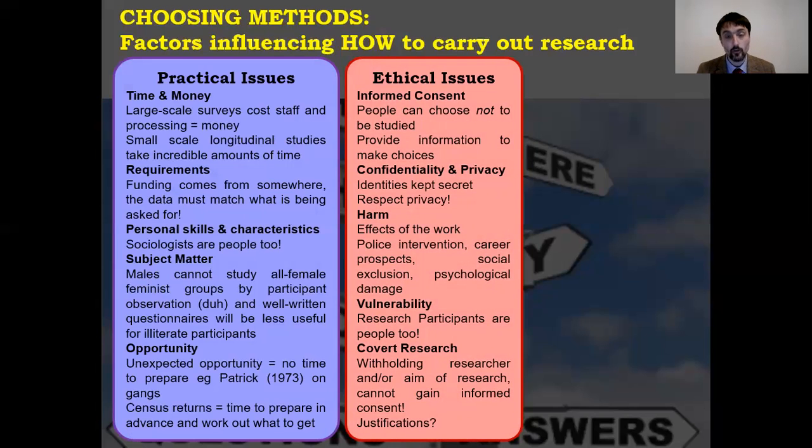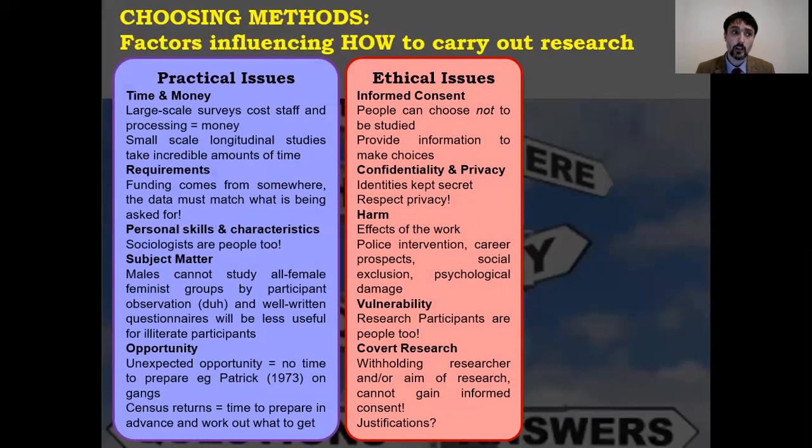So first of all, there's this concept of informed consent. After all, people who are being studied can choose not to be studied. Maybe they don't want someone prying into that particular area of their lives, or indeed anyone prying, full stop.